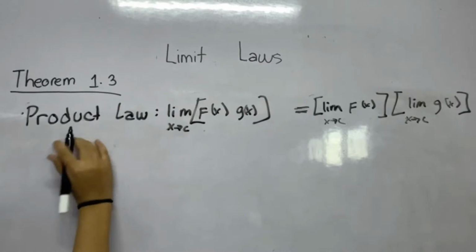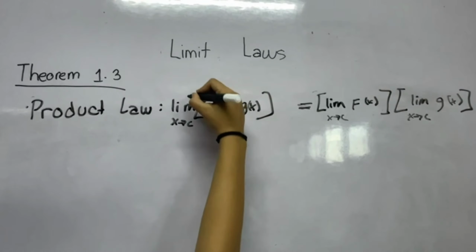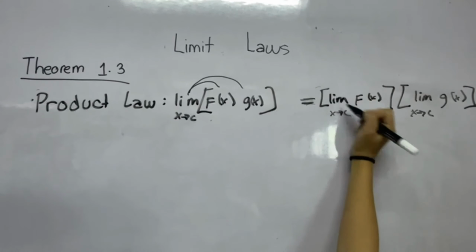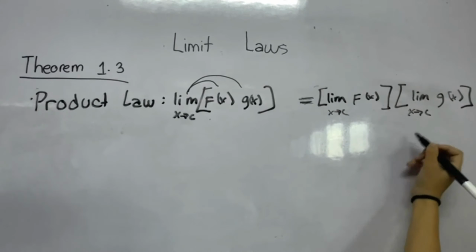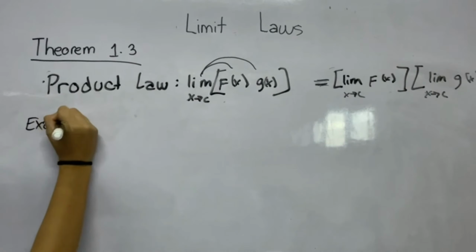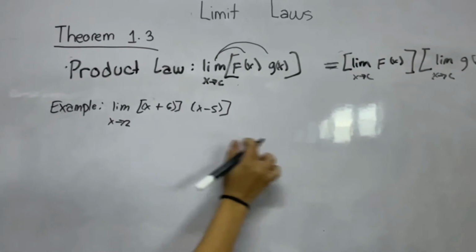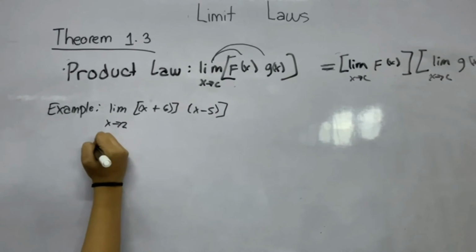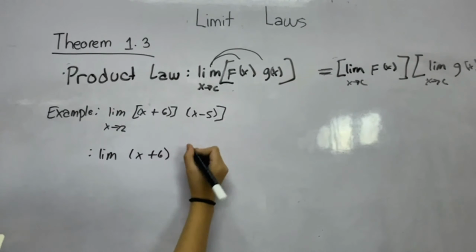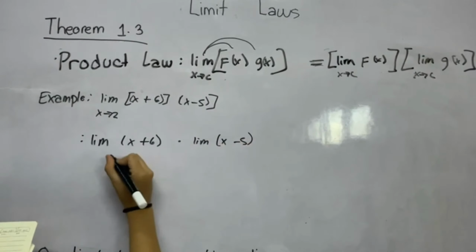So explorers, we are done with our 2 limit laws, and let us proceed to our product law. In the product law, we simply distribute the limit into each term, which will give us the limit of f of x as x is approaching any real number c times the limit of g of x as x is approaching c. Let's refer to this example. We apply the product law, and it will give us the limit of x plus 6 times the limit of x minus 5, and x is approaching 2.